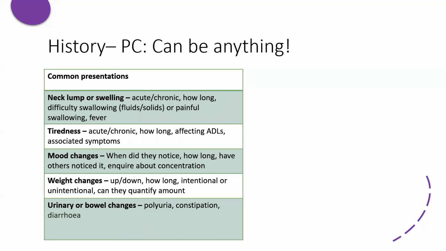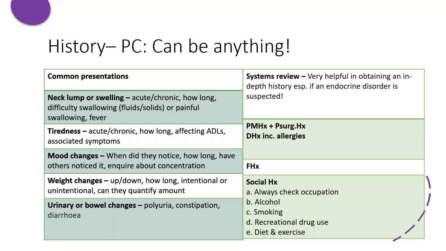So if someone's coming with an endocrine pathology or something with tiredness and weight changes, the best thing to do is first take a focused history on what they're presenting with, and then do a systems review, because that will probably tell you a lot. Endocrine pathology is something that can affect various systems. So at least if you do a systems review, you'll cover everything.